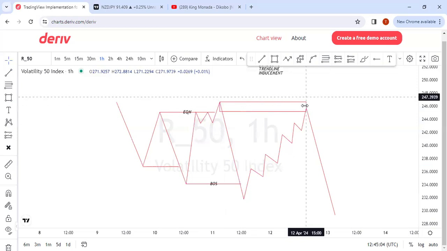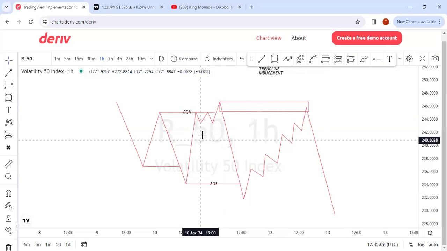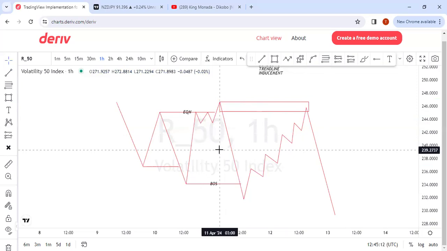The market mitigated our order block, and then the market dropped. So that's how we spot equal highs, guys. It's easy, and this is the most common setup that is mostly happening. So this was an example of equal highs.